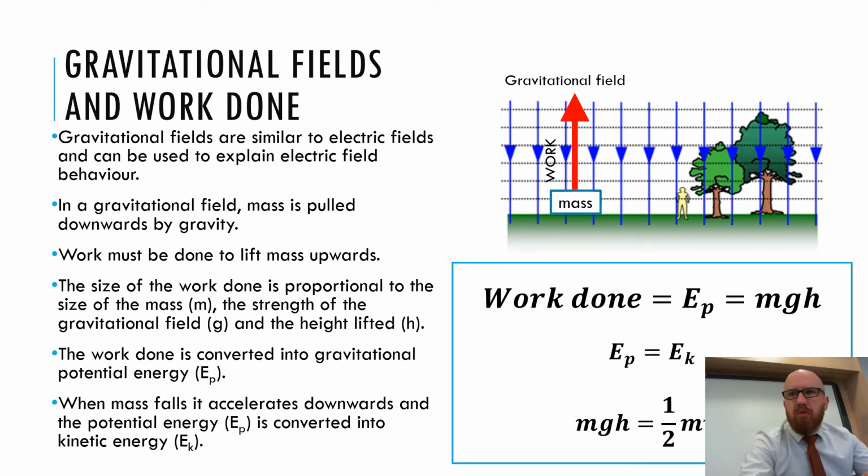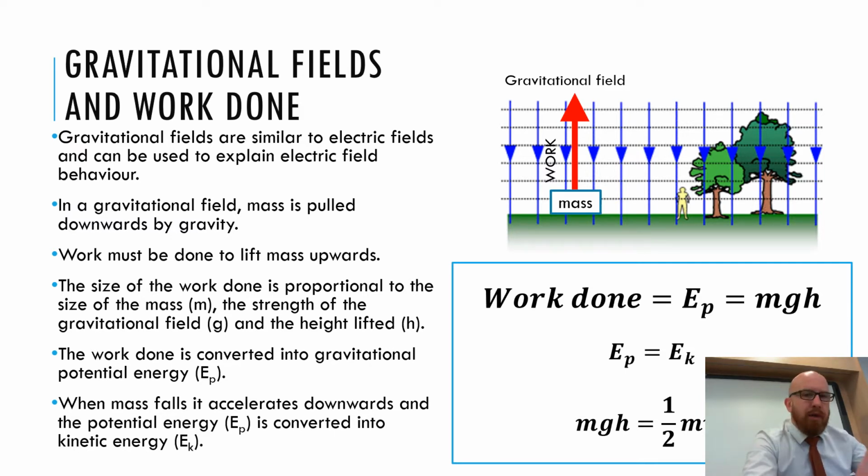So if you are applying a force to anything, then there must be energy to provide that force. So we're going to go back and talk a little bit about gravitational fields to help you understand where the energy comes from. Gravitational fields are similar to electric fields and can be used to explain the electric field behaviour. In a gravitational field, mass is pulled downwards by gravity. So all mass is pulled down. And if we want to lift mass up, then we need to do work. We need to provide energy to do that.